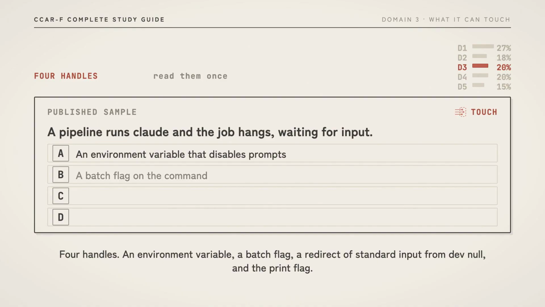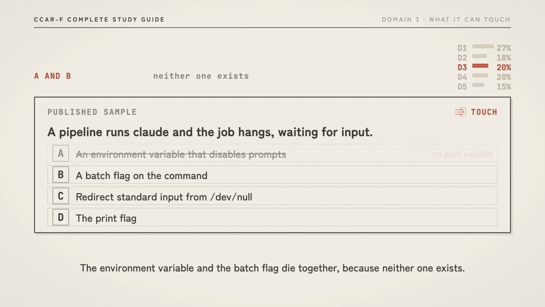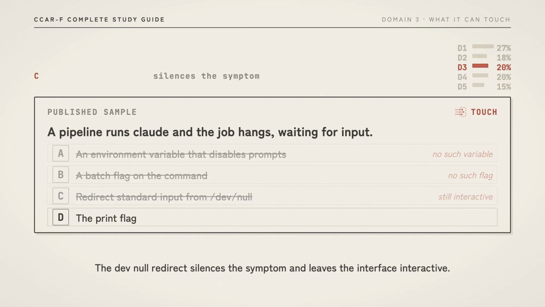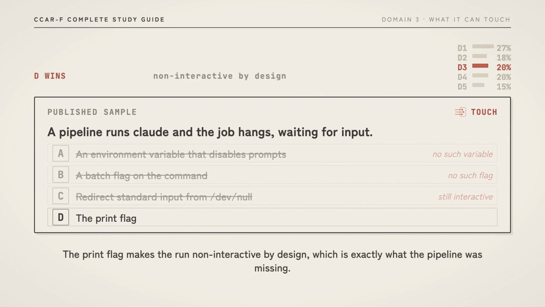Four handles: an environment variable, a batch flag, a redirect of standard input from /dev/null, and the print flag. The environment variable and the batch flag die together because neither one exists. The /dev/null redirect silences the symptom and leaves the interface interactive. The print flag makes the run non-interactive by design, which is exactly what the pipeline was missing.